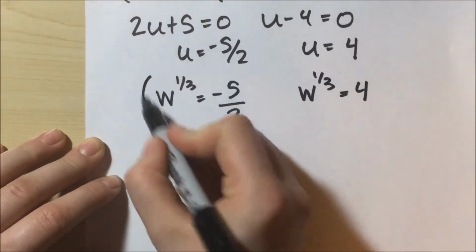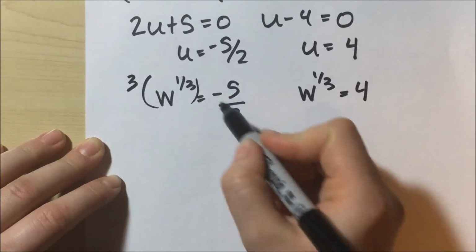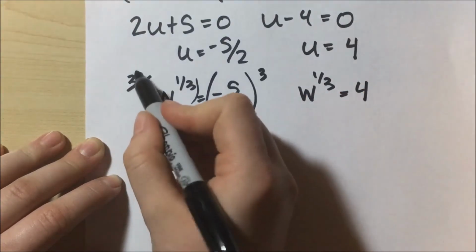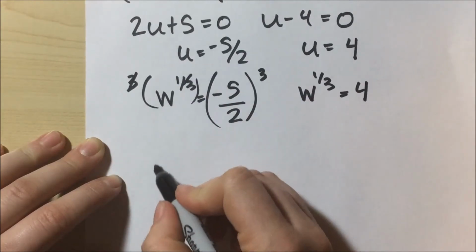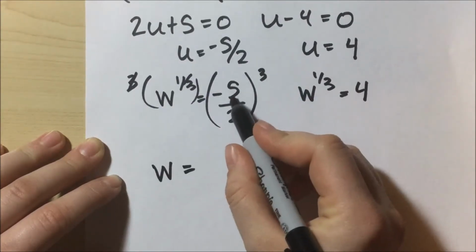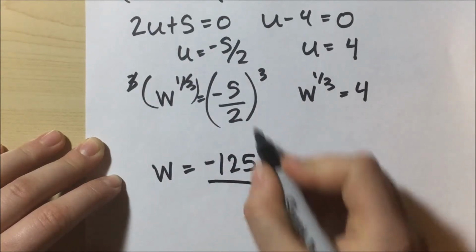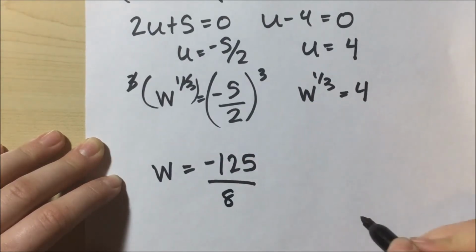So I'm going to raise this side to the 3rd power. I have to also raise that side to the 3rd power. Those cancel that, and I'm left with w equals (negative 5 over 2) to the 3rd power. 5 to the 3rd power is going to be negative 125. 2 to the 3rd power is going to be 8.